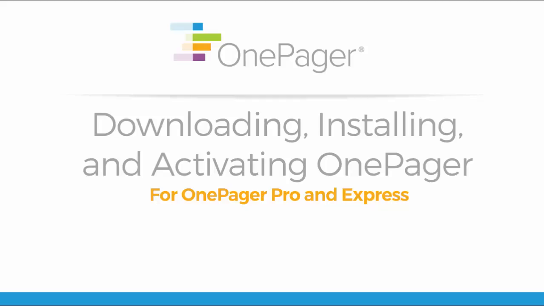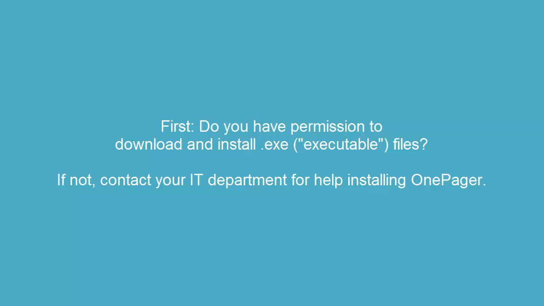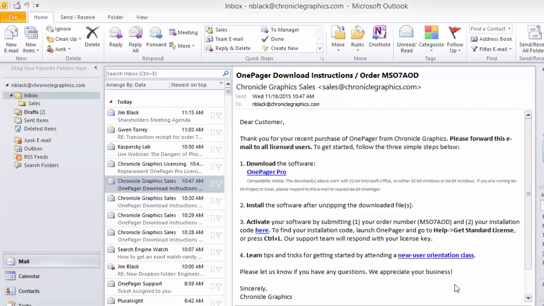This video will explain how to install the software and how to activate the software once it's installed. First, make sure you have permission to download and install executables at your organization. If not, you will need to contact your IT department to install OnePager for you.